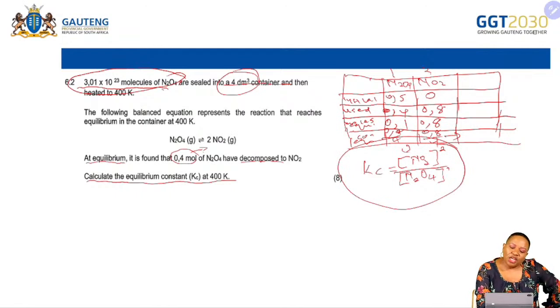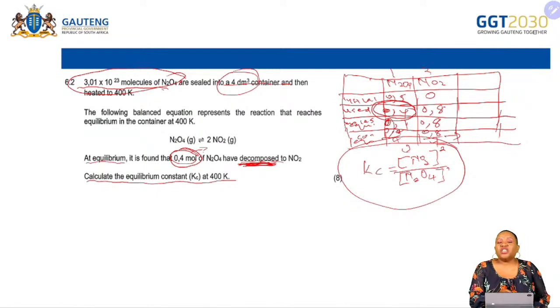But what I wanted to explain more is this 0,4. It is found that 0,4 decomposed, meaning that this is not what was left at equilibrium, but this is what was used. And we found that when we reach equilibrium, from 0,5 we have used 0,4, so we are left with 0,1. So it is very important to understand the language of the examiner.